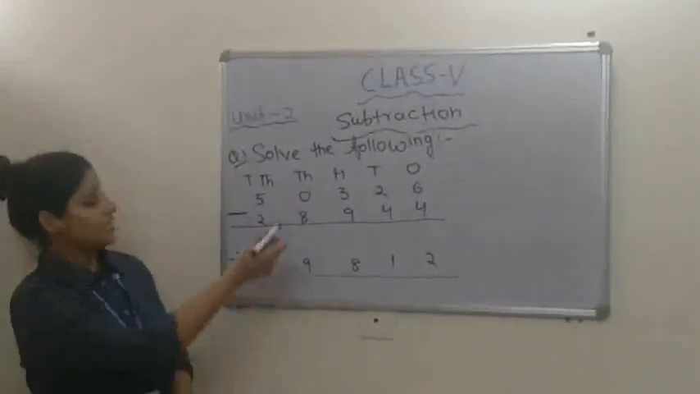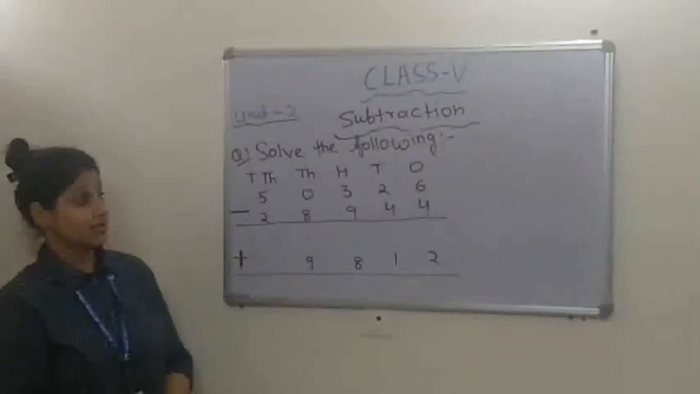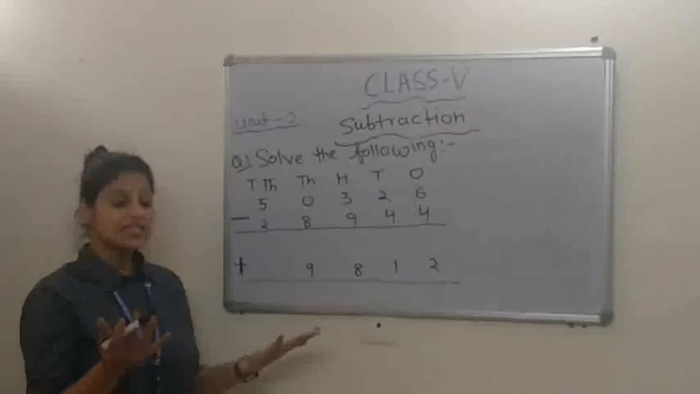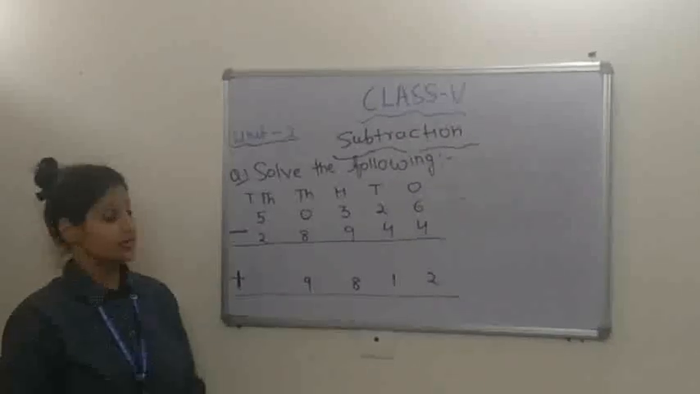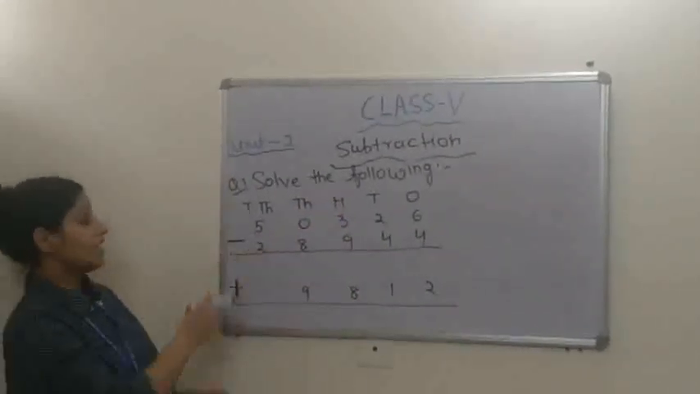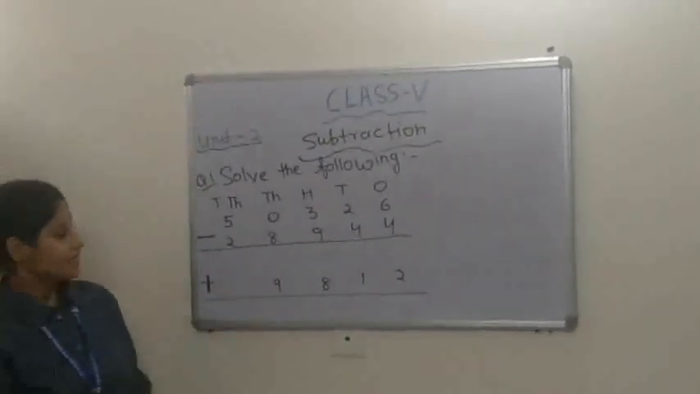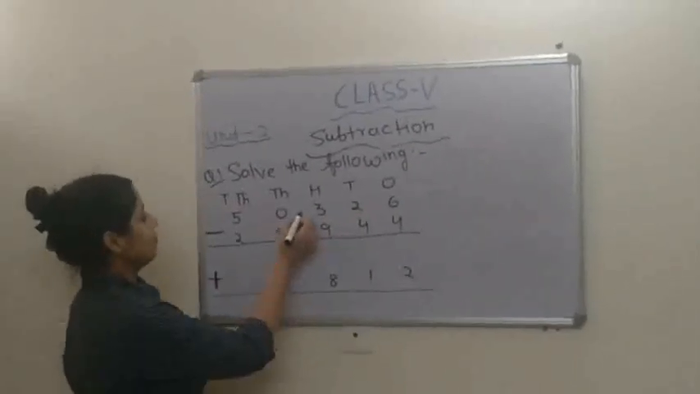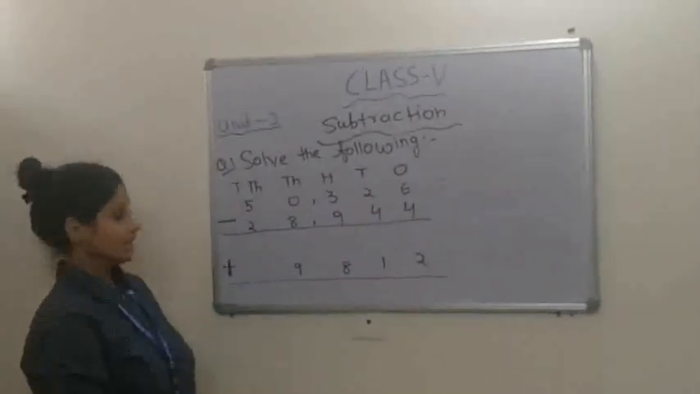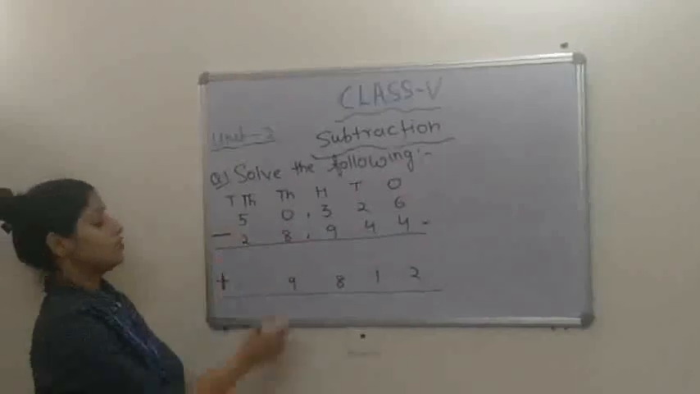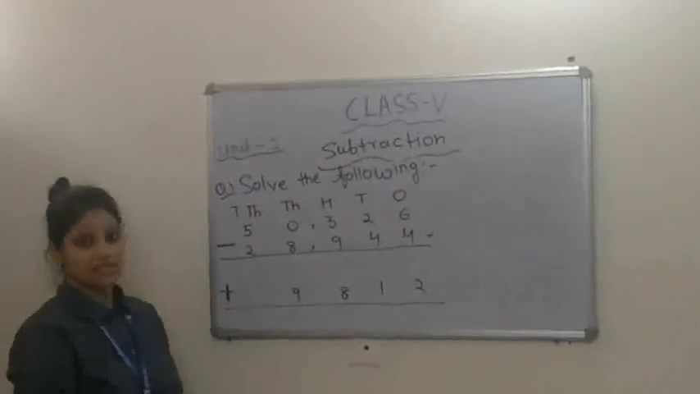Now children, I have taken an example where we are going to perform both addition and subtraction together. It happens sometimes that we get such problems or situations where we have to perform both operations together. So, let's take an example. Here we can see 3 bigger numbers are given. So let's start solving this. First we see the numbers. The first number is 50,326. The next number is 28,944. And according to the question, we have to subtract the first two numbers.